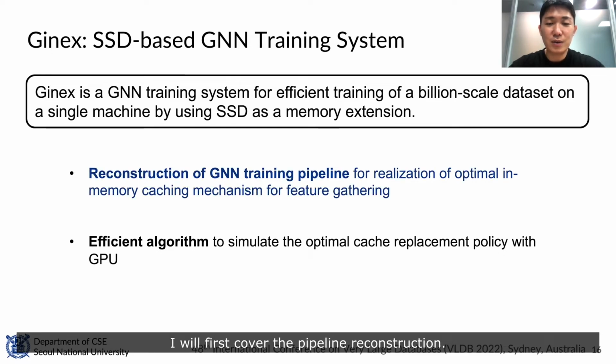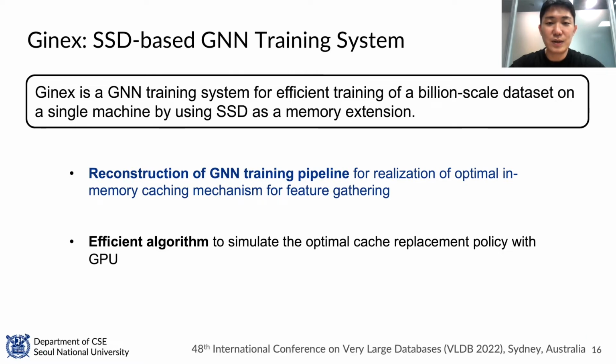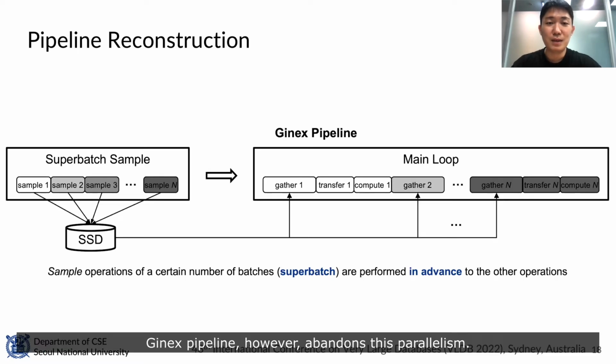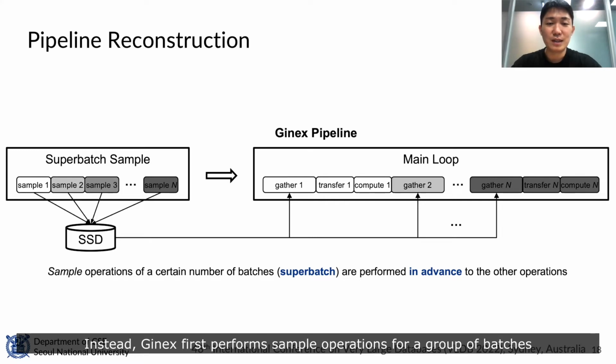I will first cover the pipeline reconstruction. This is the conventional pipeline of GNN training. In the conventional pipeline, sample operations are performed in parallel to the others like gather by having separate processes. Ginex pipeline, however, abandons these parallelisms. Instead, Ginex first performs sample operations for a group of batches which we call superbatch.